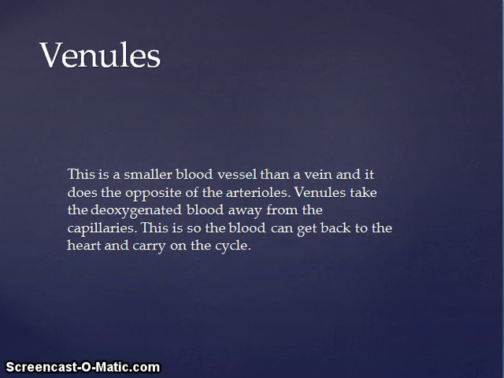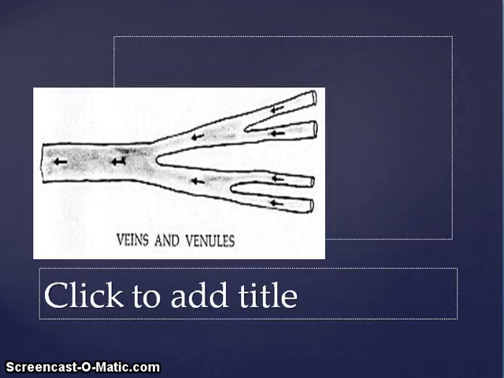Venules are a smaller blood vessel than a vein, and they do the opposite of an arteriole. Venules take deoxygenated blood away from the capillaries. This is so the blood can get back to the heart and carry on the cycle. Also, a bit like a vein does. As you can see here, venules branch and then go into one. This is called a vein.